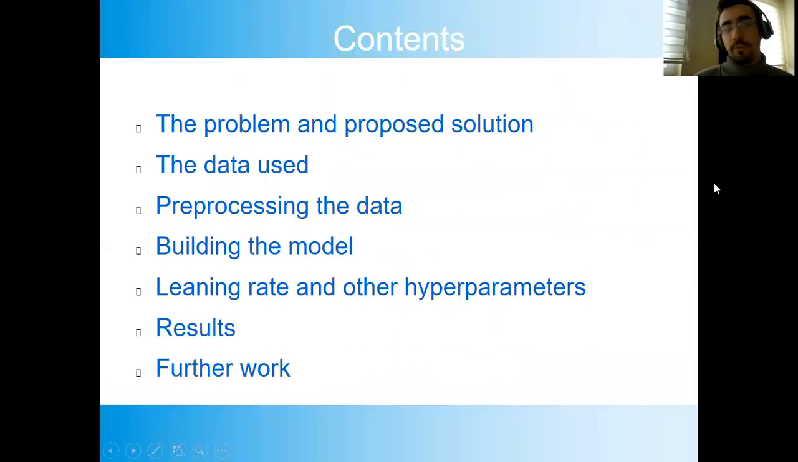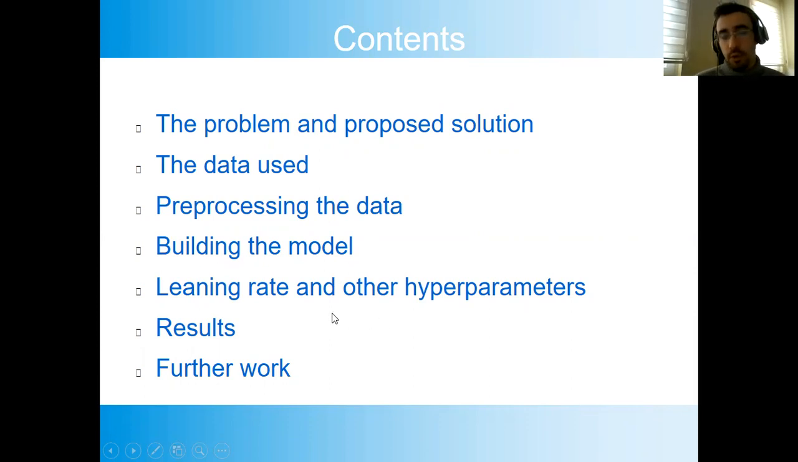The content that I'm going to present is, first I'm going to start with a problem, and then I'm going to propose a solution to the problem. I'm going to present the data that I will use for the model, how I pre-processed this data, and then the architecture of my model, building the model. Then maybe I'm going to discuss the learning rate as a hyperparameter involved in this model, and the other parameters that I fixed within the model.